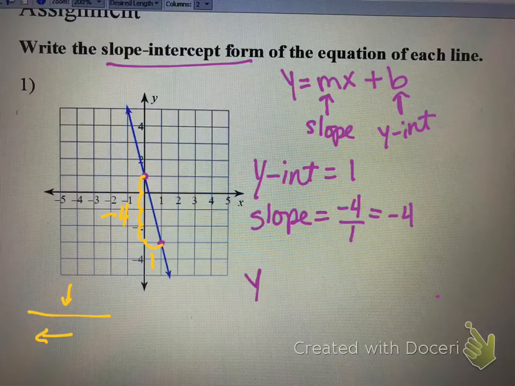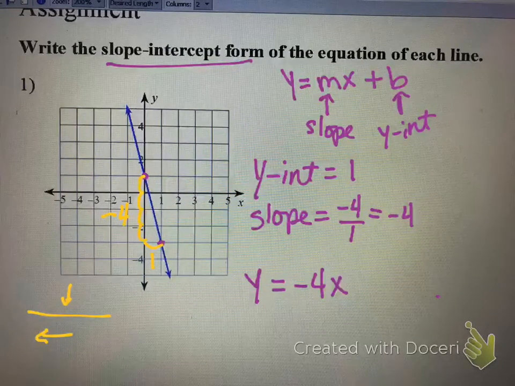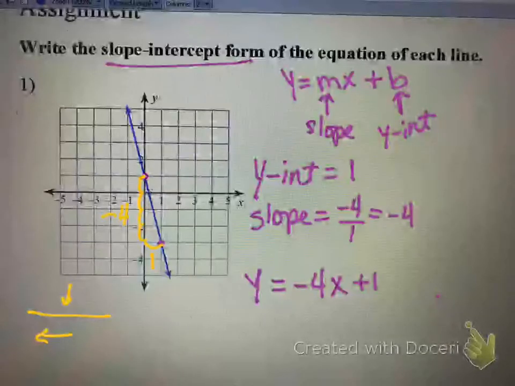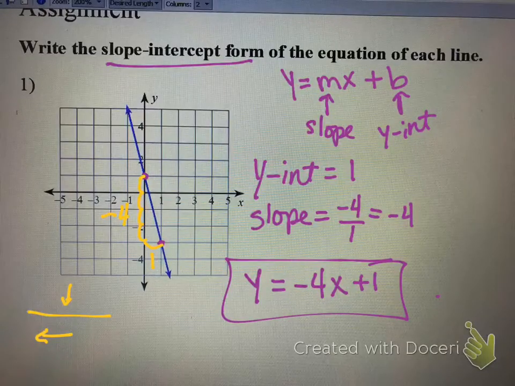So put this all together for your final answer. We put the slope with the x, the negative 4 with the x, and then plus our y-intercept. And that is your final answer.